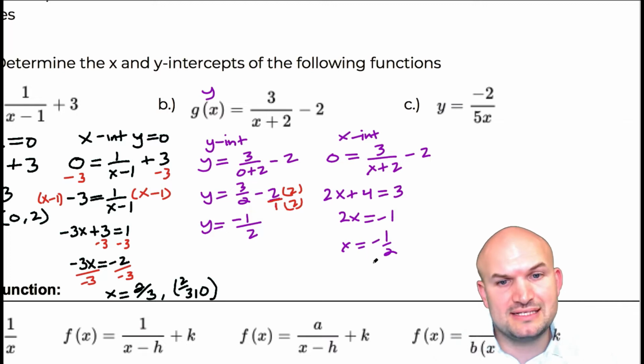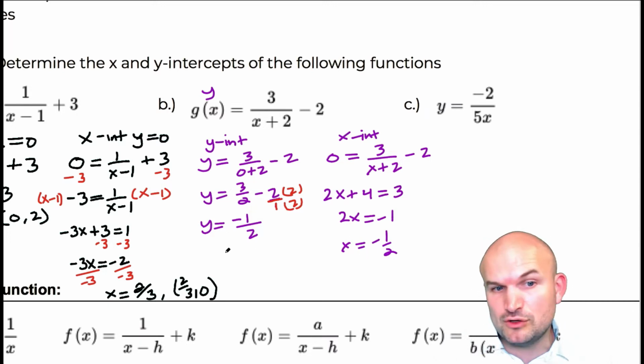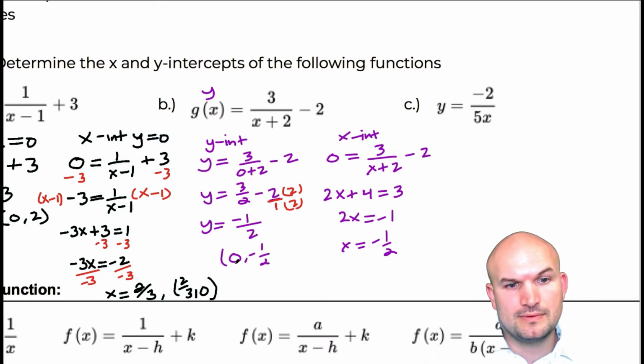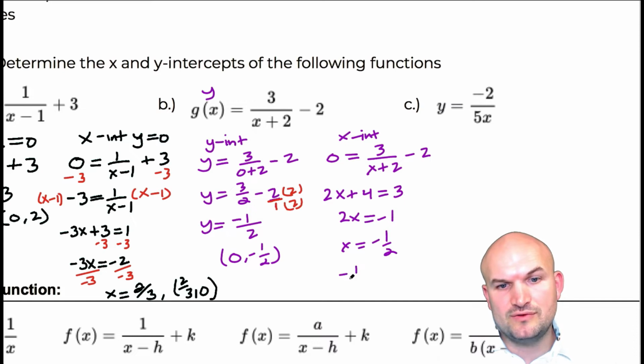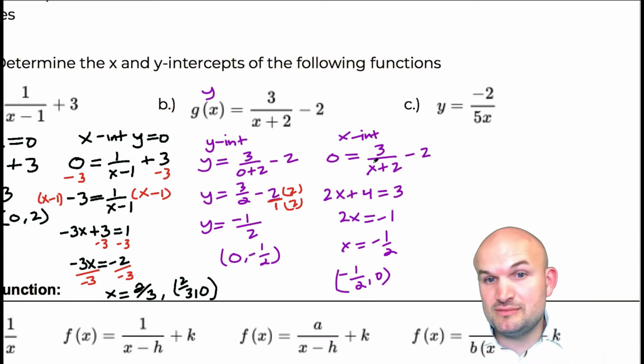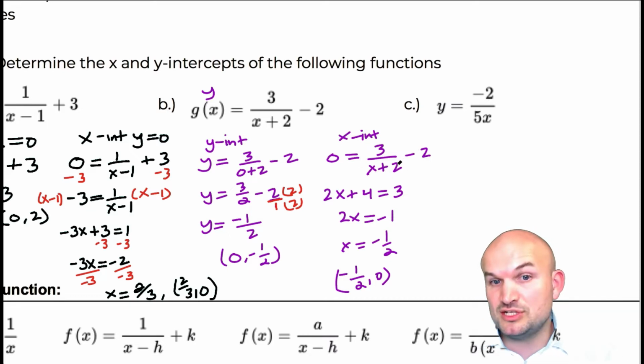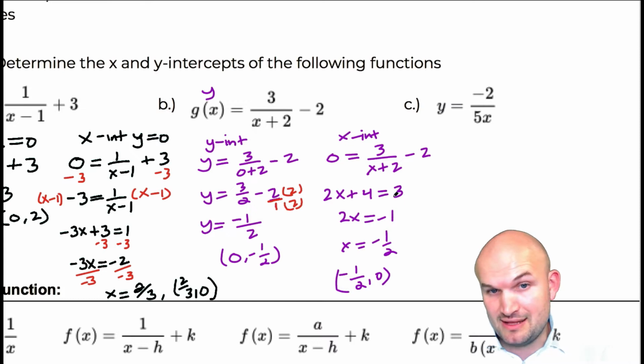So interesting here, you can see that they both share the same value, but again, they're different coordinate points. Don't get them confused. That's 0, negative 1/2. And this is negative 1/2, comma 0. Again, I'm just using my techniques. I added a 2, and then I multiplied by the x plus 2 on both sides, and then distributed that, and that's how I got that value.